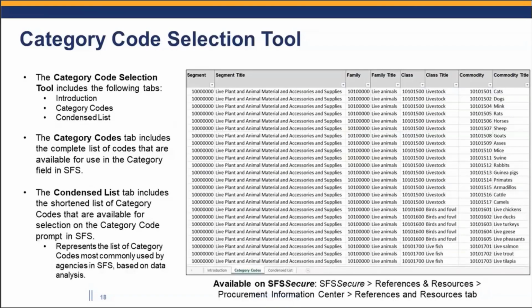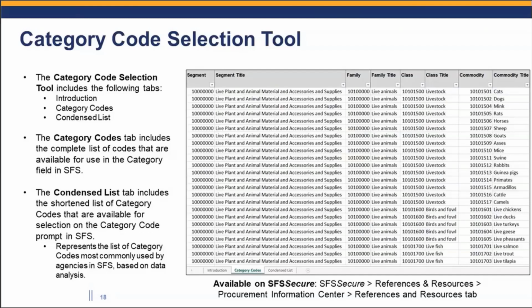So here's an example of that category code selection tool and a little picture of what it looks like. You utilize it through SFS Secure, as I mentioned. You use the References and Resources tab, navigate to the Procurement Information Center, and again, the References and Resources tab. This tool is going to include a few different tabs for users to access. It gives you a little introduction to the category code selection tool, identifying what it is that's included in this tool. It lists out all of the category codes that are available within SFS for users.